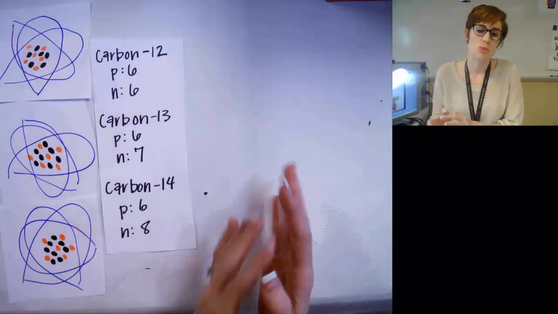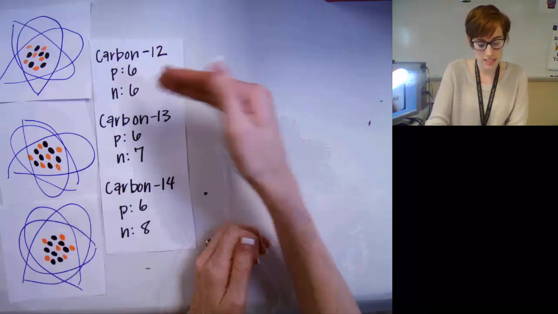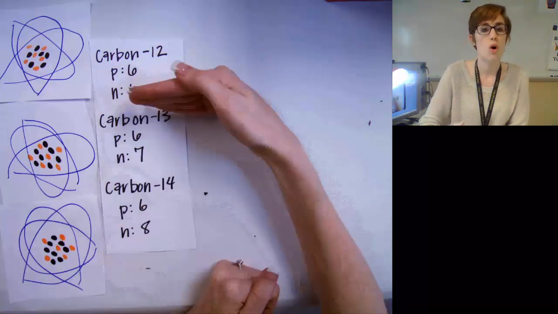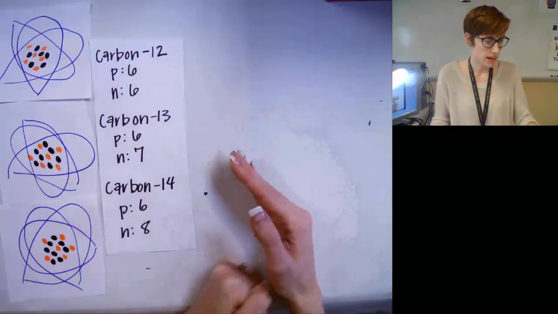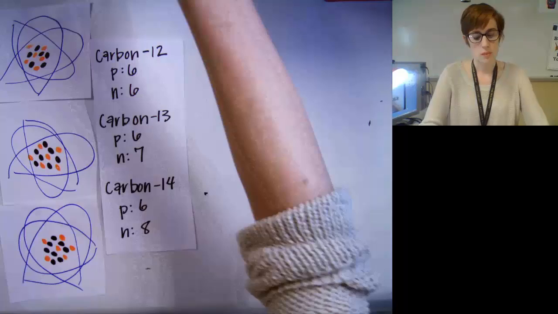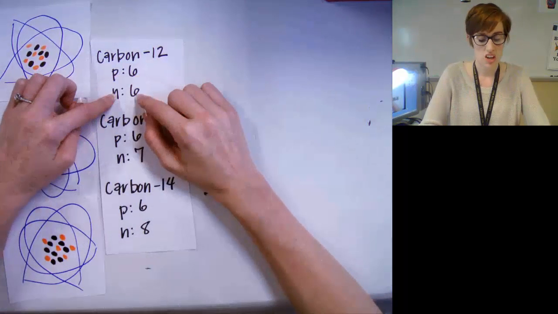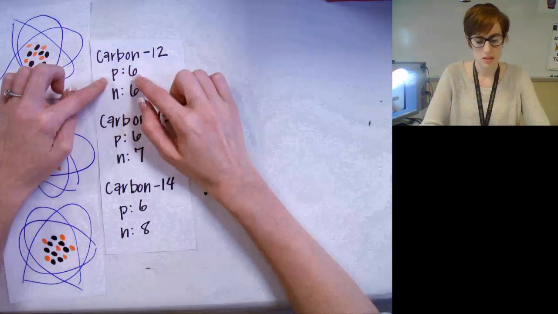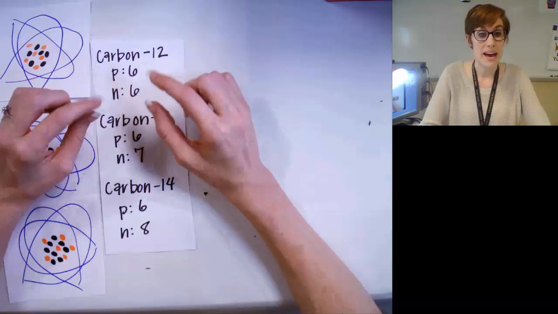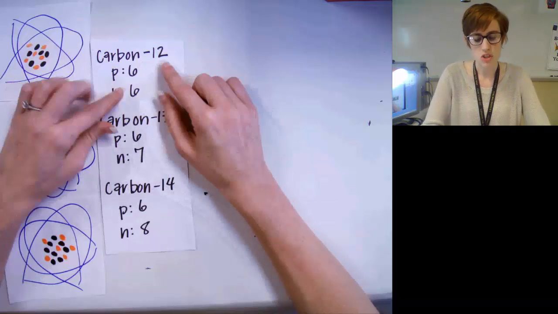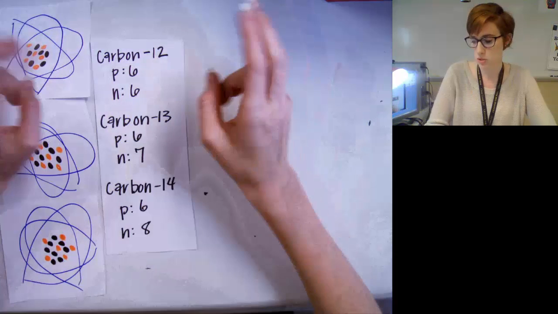So what does that actually affect? Well, we know that neutrons don't have a charge, so the differing numbers of neutrons won't affect the charge of the carbon. What it does affect, though, is the mass number. Remember, the mass number is the protons plus the neutrons. So this carbon has 6 protons plus 6 neutrons, which makes it have a mass number of 12. So the way I would write this particular type of carbon atom is carbon-12.